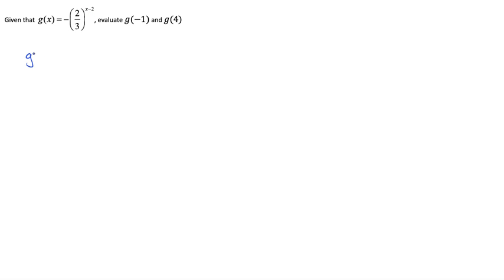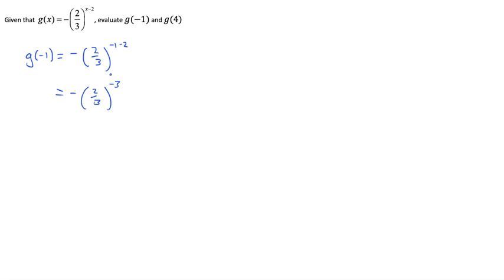So let's write it out. What is g of negative 1 then? That tells us that we are going to replace the x with negative 1 in this case. So let's just do that, negative 1 minus 2. And what happens when we simplify this? We get negative third power.